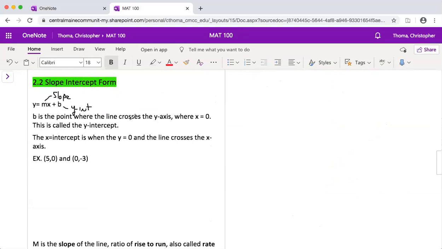Just like we learned before, b is the point where the line crosses the y-axis, where x is 0. This is called the y-intercept. It is a point, so when you put it in, x is 0 and the y value is whatever b is. You must put it in parentheses, put in 0 for x, and put in a comma. And the x-intercept is when y equals 0 and it crosses the x-axis, like we said before.